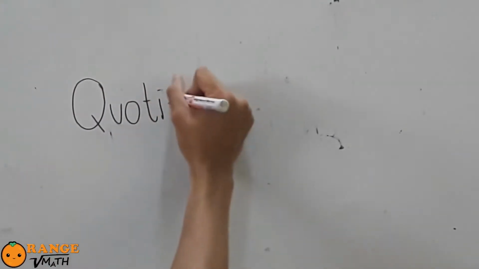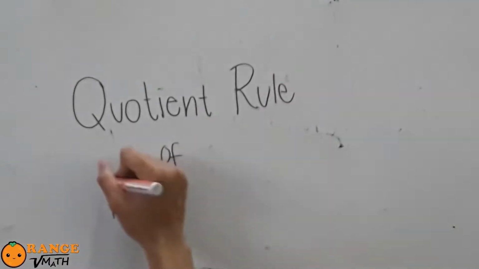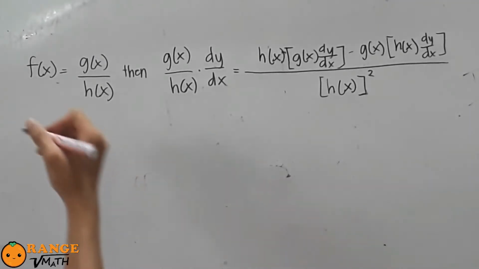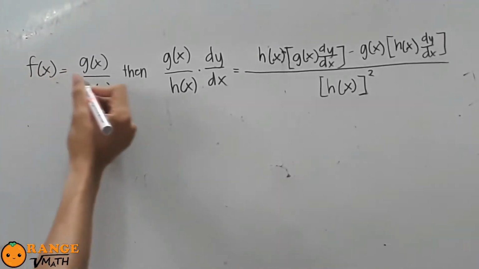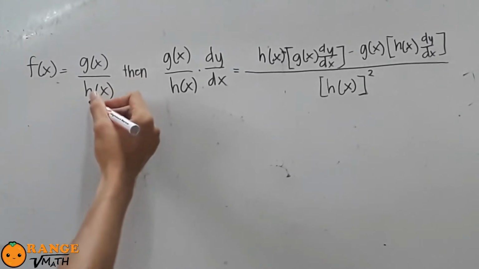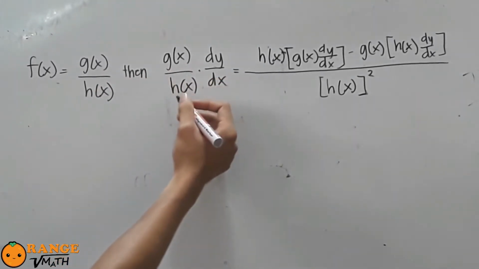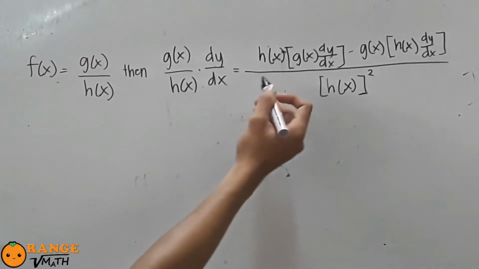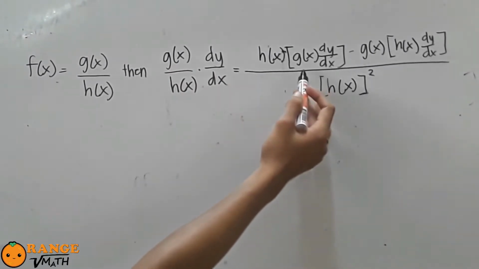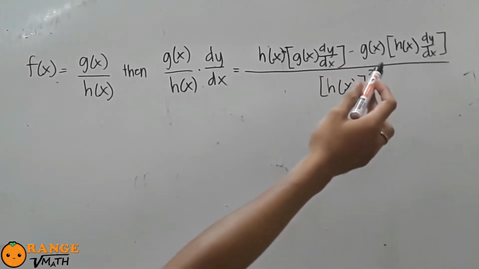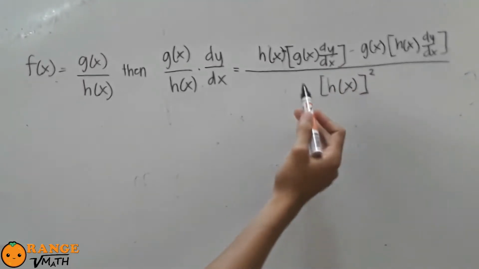Today, I am going to teach you the quotient rule of differentiation. Here's our formula. If f of x is equal to g of x over h of x, then the derivative of g of x over h of x is equal to h of x times the derivative of g of x minus g of x times the derivative of h of x, all over h of x squared.